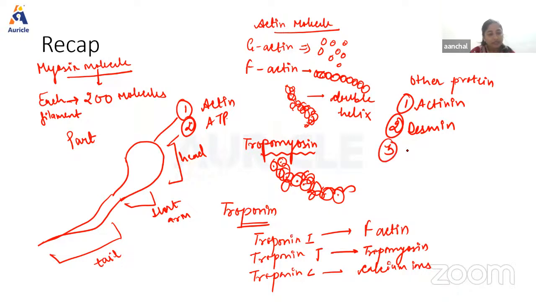Then we have nebulin, which runs in close association with and parallel to the actin filament. Okay, so these are the other proteins. Usually the question on actinin, desmin, and nebulin doesn't come, but they can ask it in the MCQ. So these are important ones also.